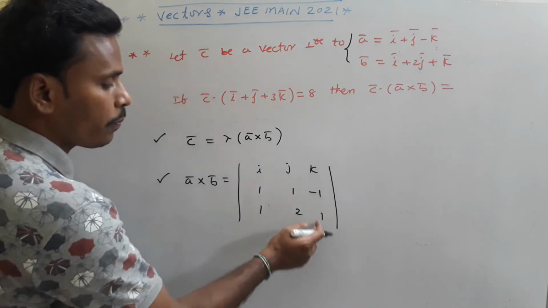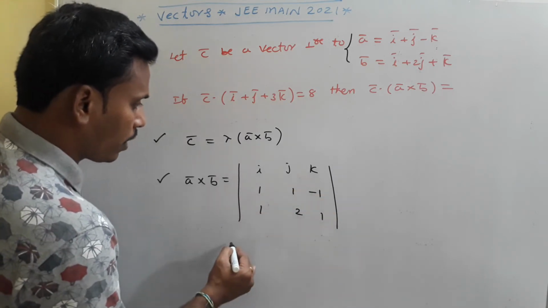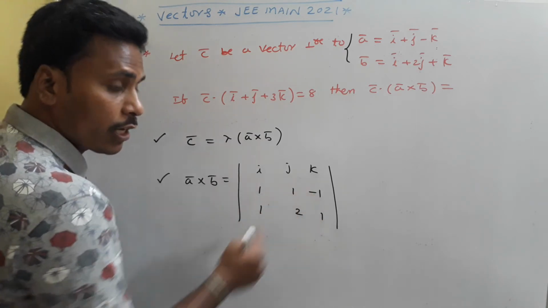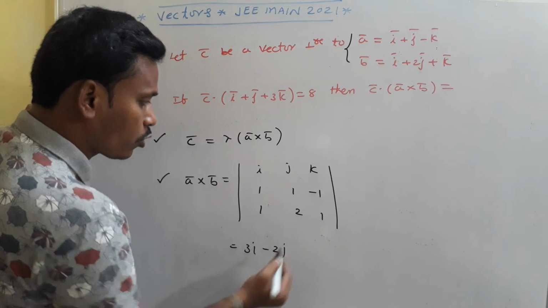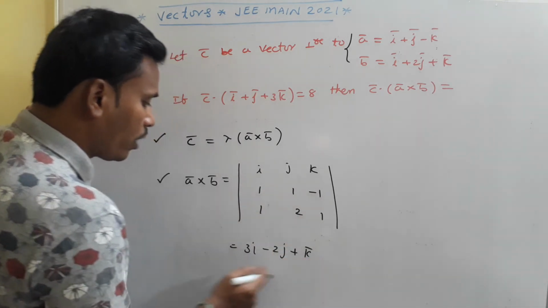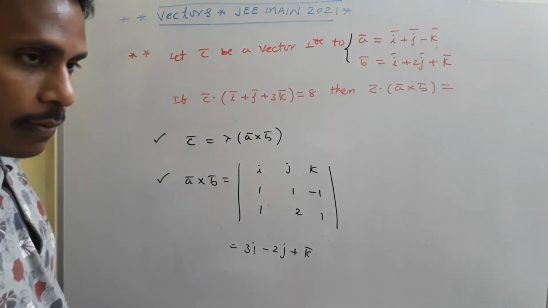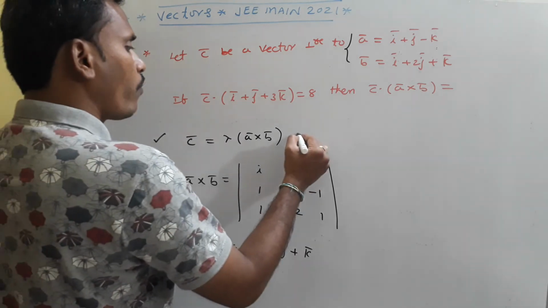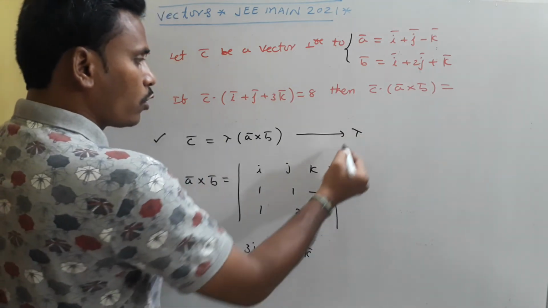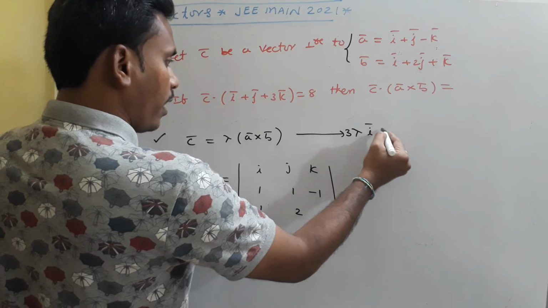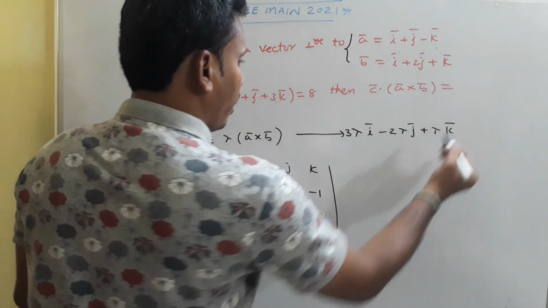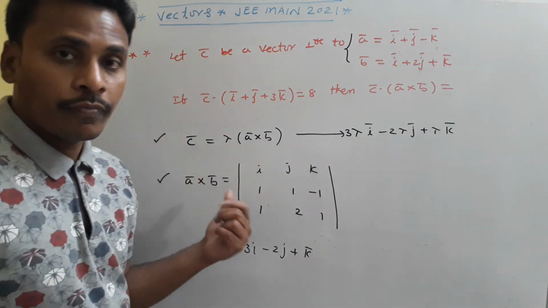So this solve chesté, 1 minus of minus 2 is plus 3, so 3i. Next 1 minus of minus 1 is plus 2, so that means minus 2j, and the next thing is 2 minus 1, so k bar. So A cross B is 3i minus 2j plus k. Since this is A cross B, so finally what you say about C bar, which is lambda times of this, which is nothing but 3 lambda i bar minus 2 lambda j bar plus lambda k bar. So this is C bar.